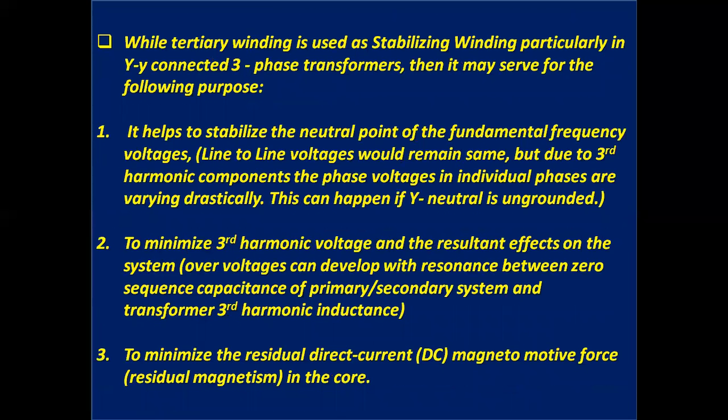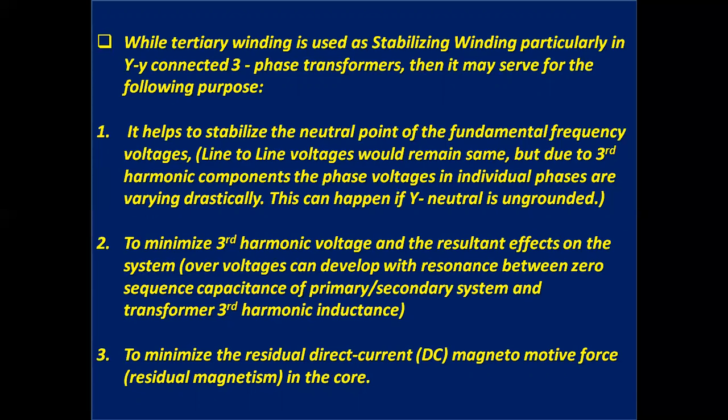While the tertiary winding is used as a stabilizing winding, particularly in star-star connected three-phase transformers, it may serve the following purposes. One, it helps to stabilize the neutral point of the fundamental frequency voltages. Line to line voltages would remain the same, but due to third harmonic components, the phase voltages in individual phases vary drastically. This can happen if the star neutral is ungrounded.